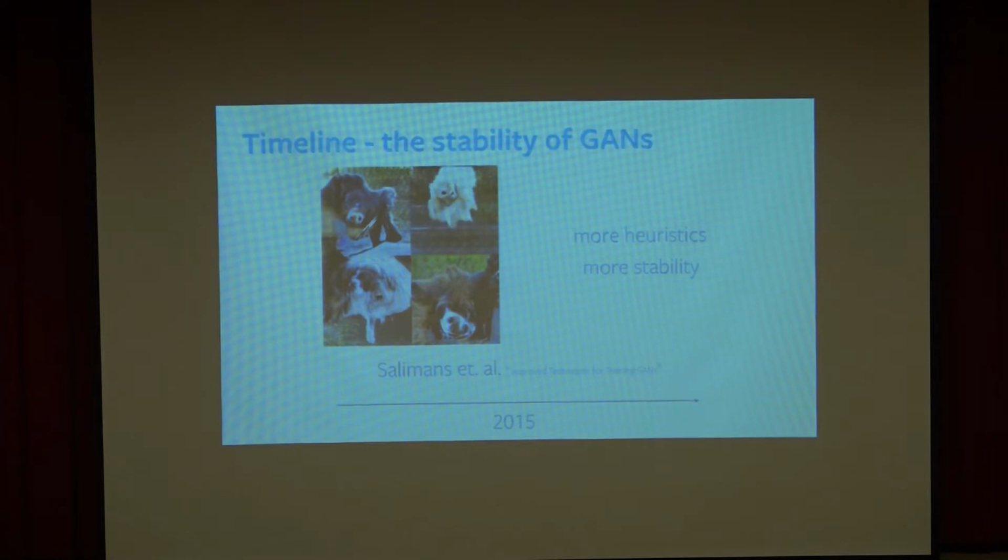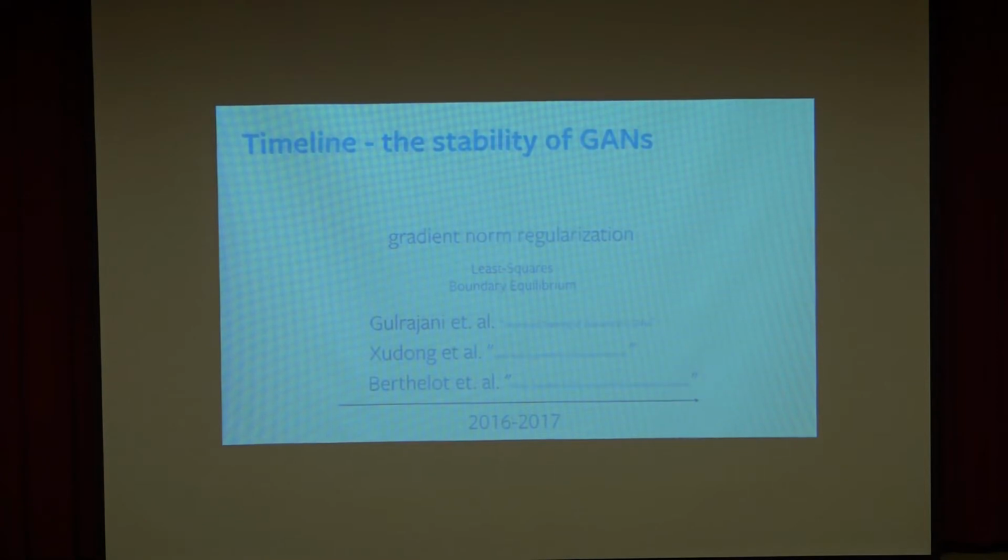And then later in 2015, or I think 2016, Tim Salimans and his team at OpenAI published a few more hacks, just more heuristics on how to stabilize GANs. And these were the pictures they got from ImageNet, which were supposed to be dogs, I think. And in 2016, 2017, there were many papers that came with the same conclusion that said regularize the norm of the gradient of your GAN training.